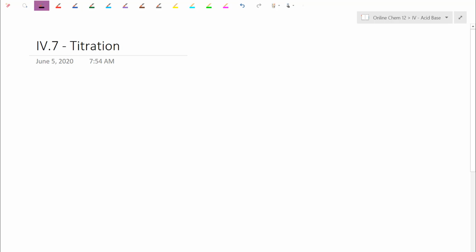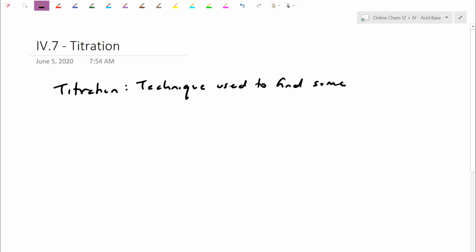Morning, everyone. What I want to look at in this lesson is to recap a really common technique that we use in chemistry that's referred to as a titration. Let me jot it down here. A titration is a technique used to find some unknown concentration.